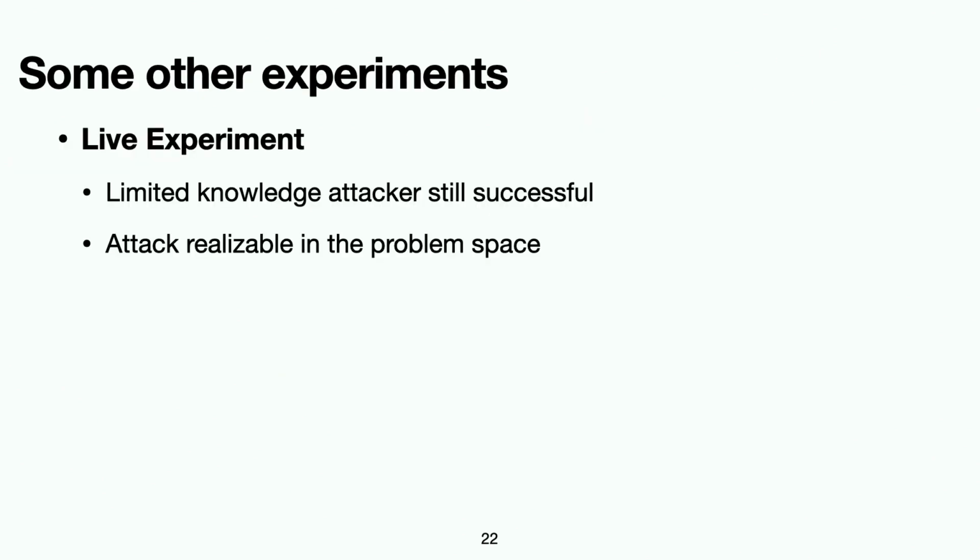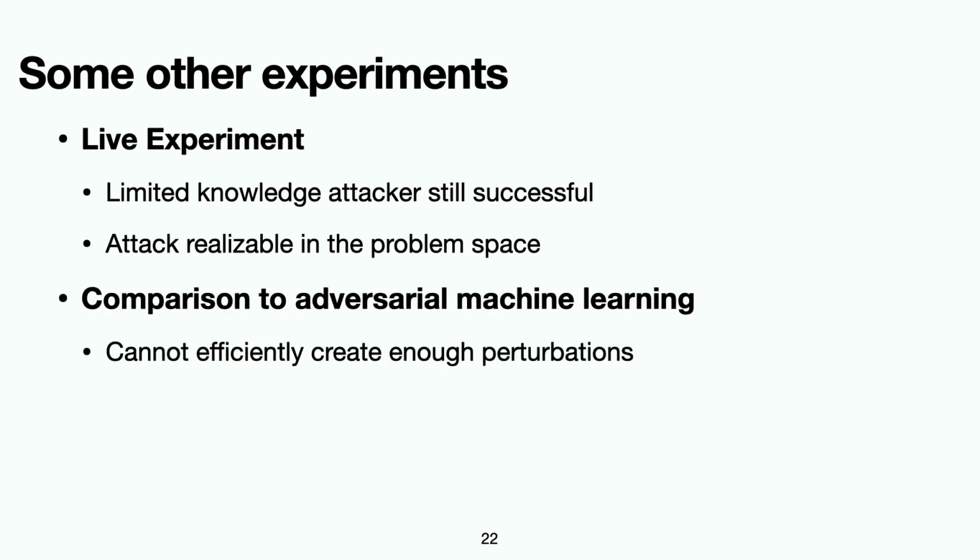In our paper, some of the other things we have shown is that we can do this in a live experiment. So an attacker with limited knowledge of what the victim's benign behavior looks like can still carry out this attack. More importantly, these attacks that are conducted in the feature space, where we're doing large transformations of the graph, can still be carried out in the problem space. We also compare against state-of-the-art adversarial machine learning algorithms and show that they are not efficient enough to create the needed number of perturbations to evade detection. We have many more experiments in the paper, and we invite interested listeners to go read it.